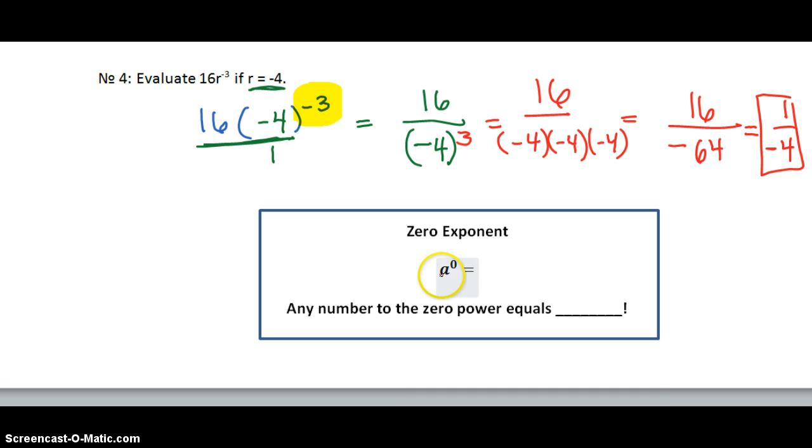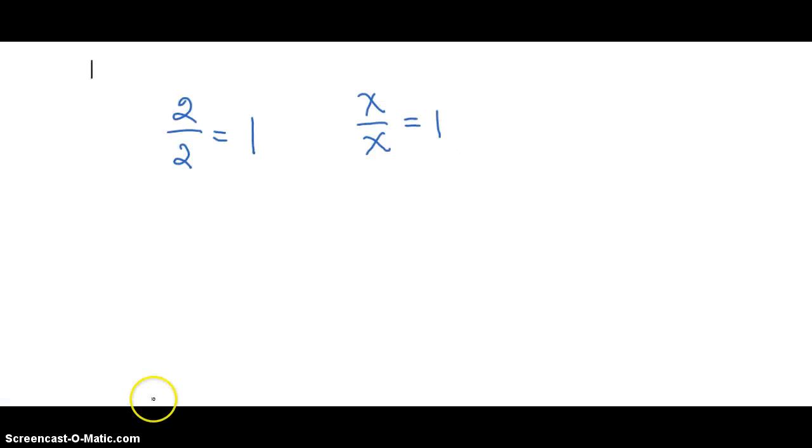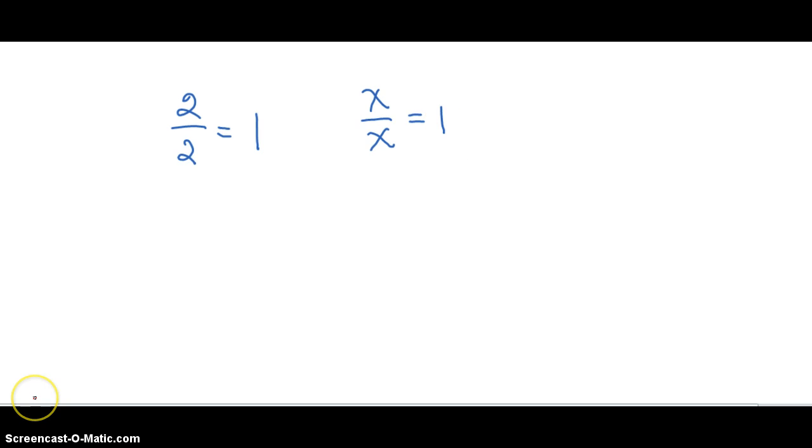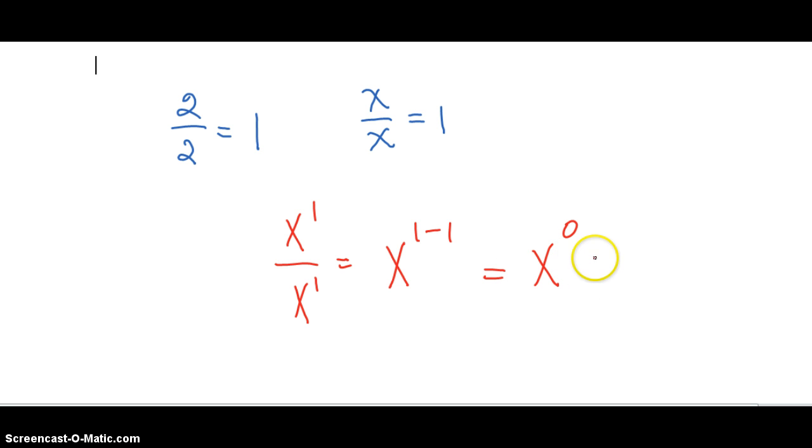Now, whenever you have a number to a 0 exponent, the value is going to be 1. Any number to the 0 power equals 1. And turn your paper over. I'm going to show you why that is. At this point, we all should know 2 over 2 is 1, x over x is 1. Okay, using our shortcut, this is understood x to the first, and we said when we divide, we actually subtract our exponents. Oh, so that gives us x to the 0 power. That is why anything to the 0 power equals 1.